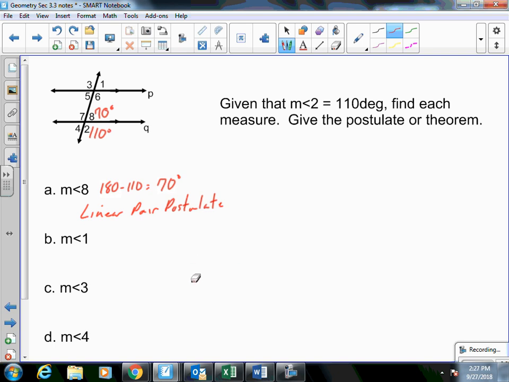All right, so now for the measure of angle 1. Angle 1's up here at the top. Anybody see a relationship we could build? So it corresponds with what angle? So angle 1 corresponds to angle 8. So we know that corresponding angles are going to be congruent. So 8 is 70 degrees. So measure angle 1 should be 70 degrees. And we know that based on the corresponding angles postulate.